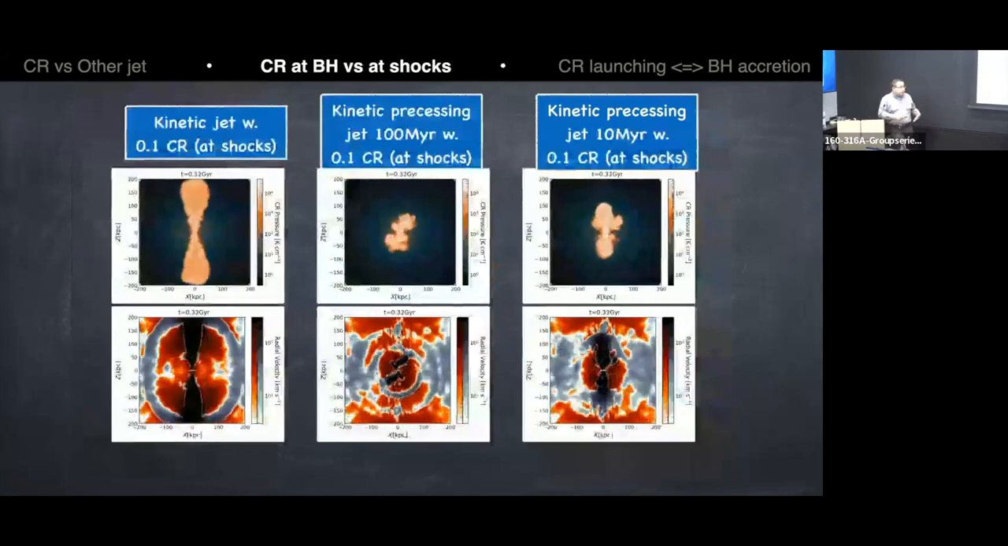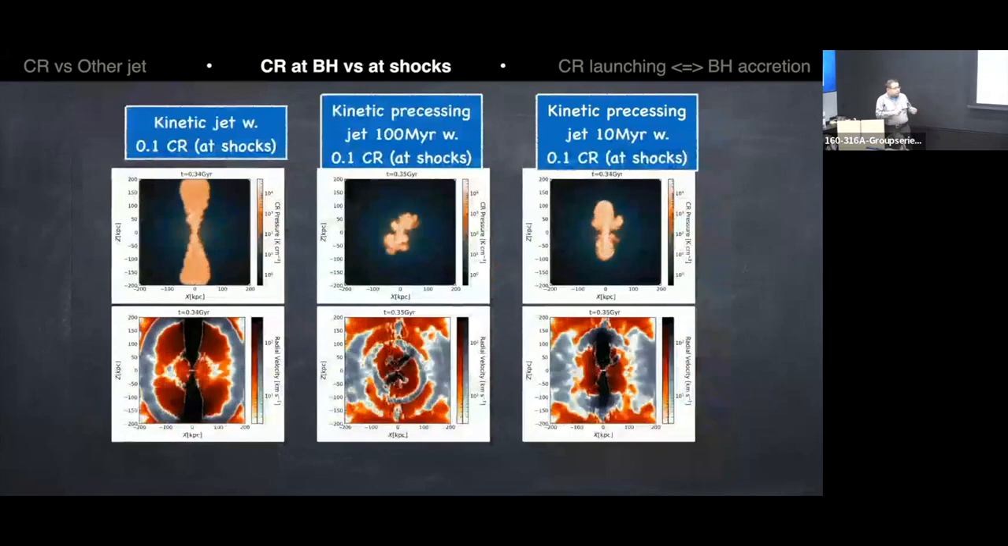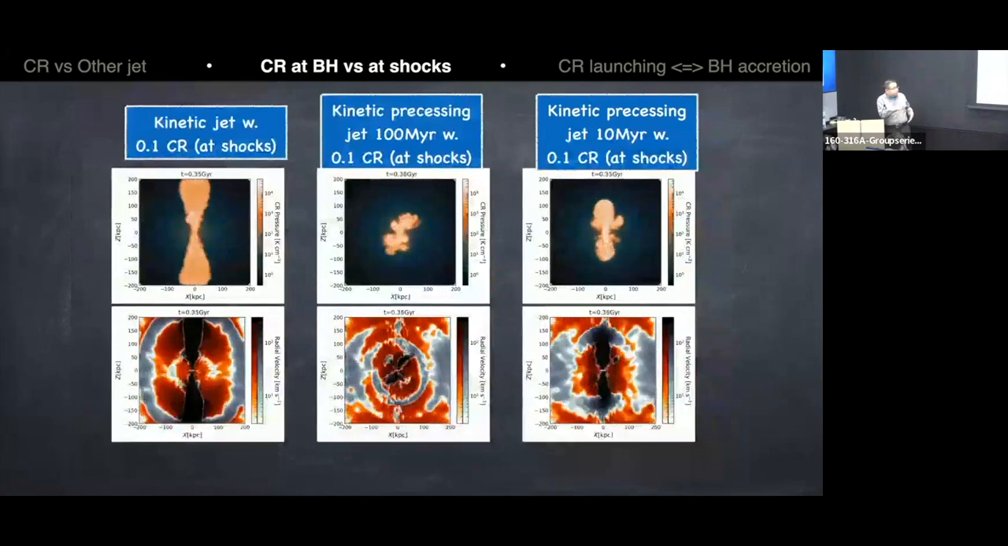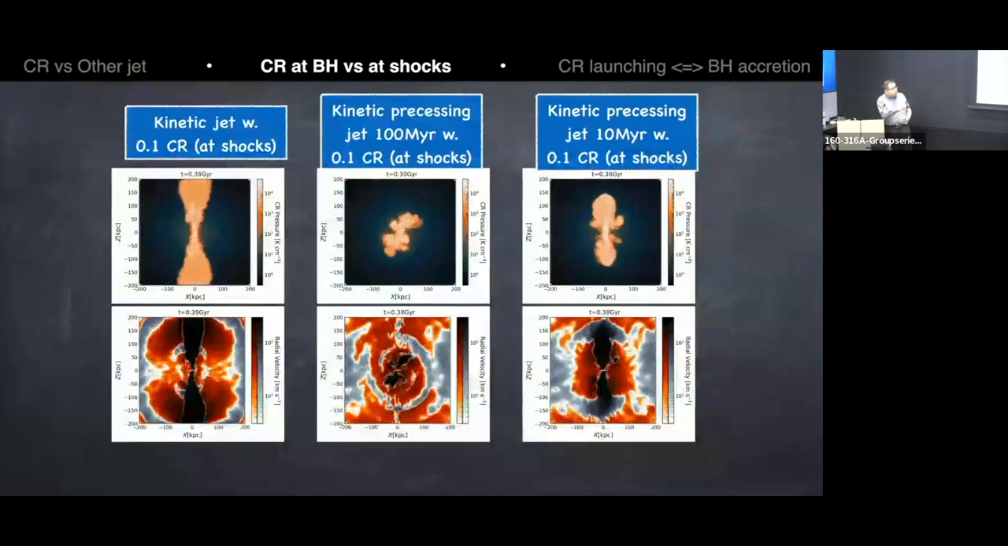And also, we try to test the inject cosmic ray at the shock front method and couple it with different kinds of precession. So on the left-hand side, this is a run where all of them have 0.1 of energy injecting cosmic ray at a shock front. Left-hand side, this is no precession, the middle has a longer time period precession, 100 million years. And the right-hand side is the run with 10 million year precession.